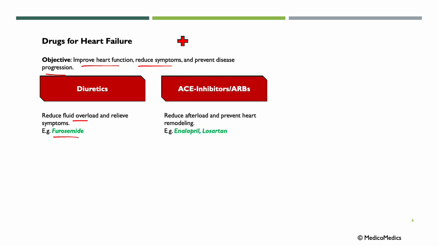Then we have ACE inhibitors, or ARBs. So an ACE inhibitor would be enalapril. An ARB would be losartan. And these reduce afterload and prevent long-term cardiac remodeling, which helps preserve heart structure and function.